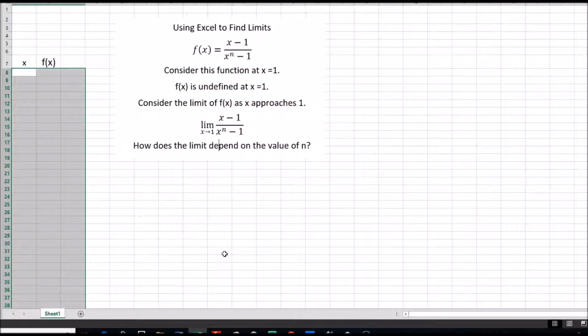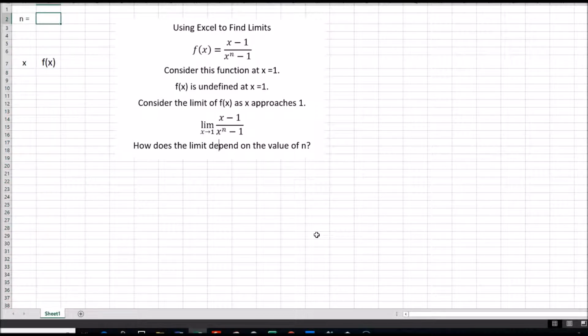Today we're going to discuss using Excel to find limits, and we're going to use this function, f of x equals (x minus 1) divided by (x to the n minus 1). We want to find the limit at x equals 1. So we want to consider this function at x equals 1. Well, when x is 1, this function is 0 over 0, which means it's undefined. But it does have a limit as x approaches 1.